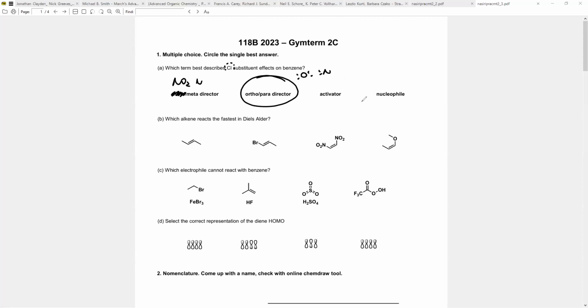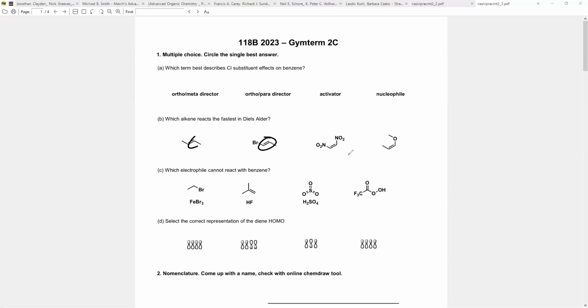Okay. Nucleophile makes no sense for substituent effects, right? That's the benzene. The benzene itself is a nucleophile, but it is not the substituent effect. Benzene will always just be a nucleophile. And activator would have worked if this were like an oxygen or a nitrogen, but chlorine is a deactivator, right? Cool. All right.